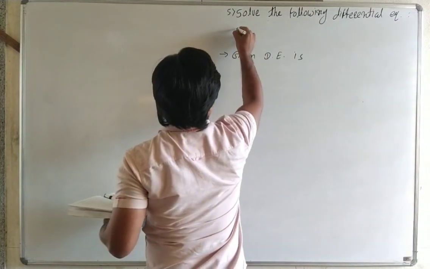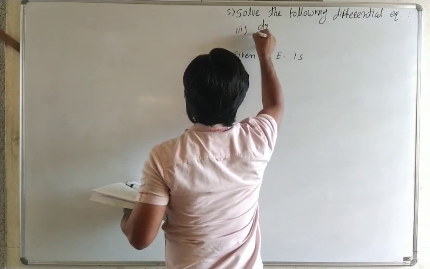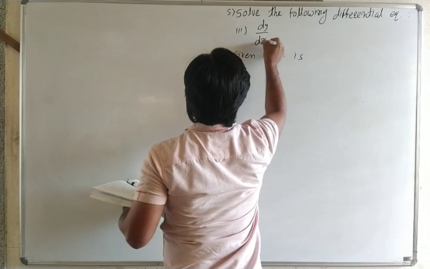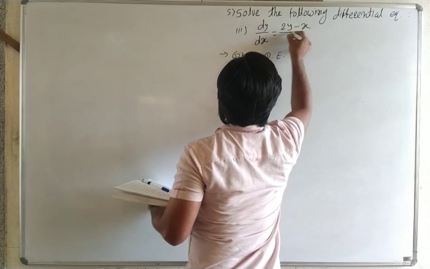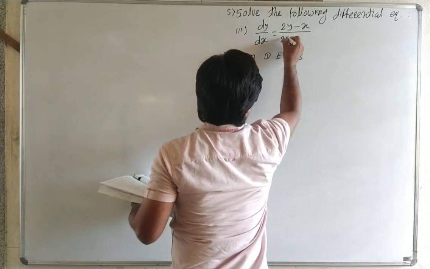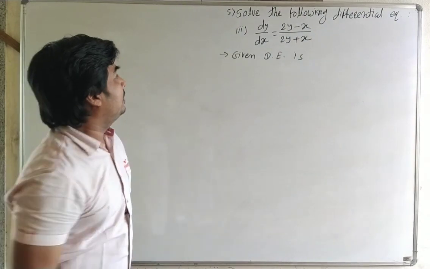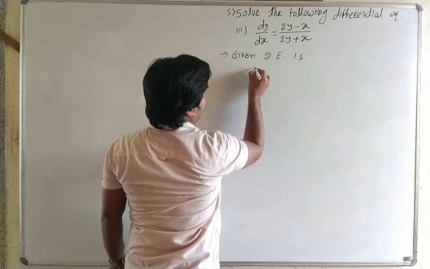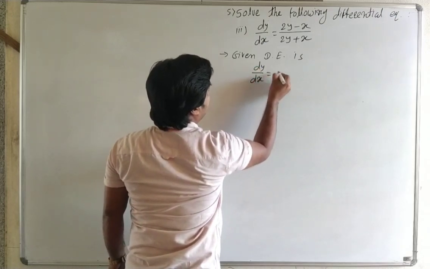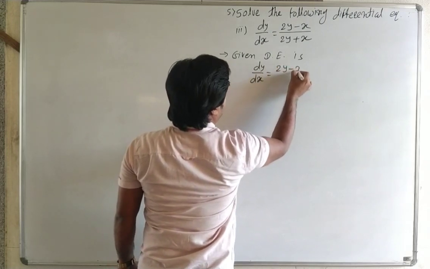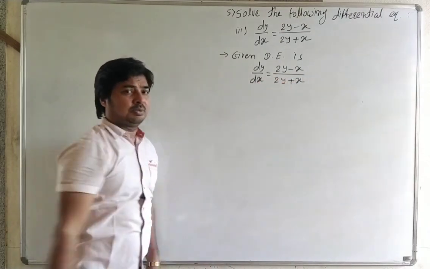Now the third example, dy by dx is equal to 2y minus x upon 2y plus x. Okay, here the given differential equation is dy by dx is equal to 2y minus x upon 2y plus x. Okay, see carefully this differential equation.